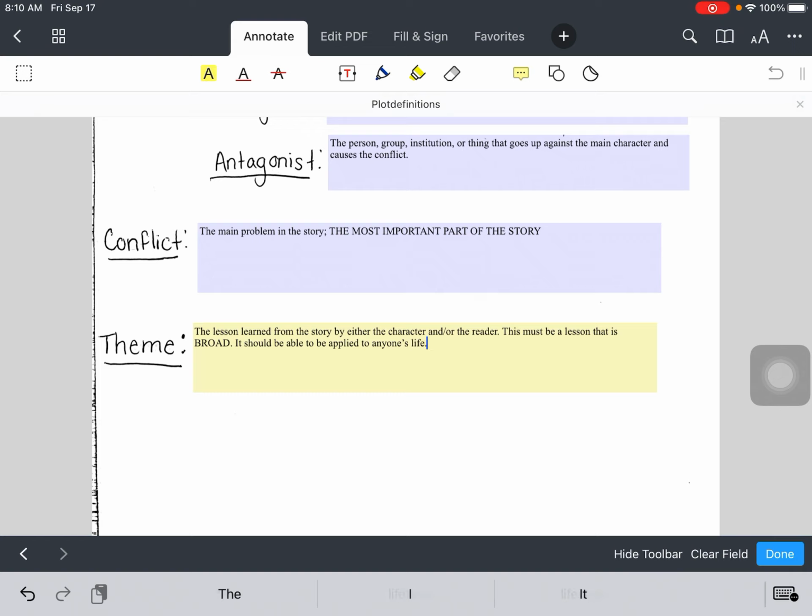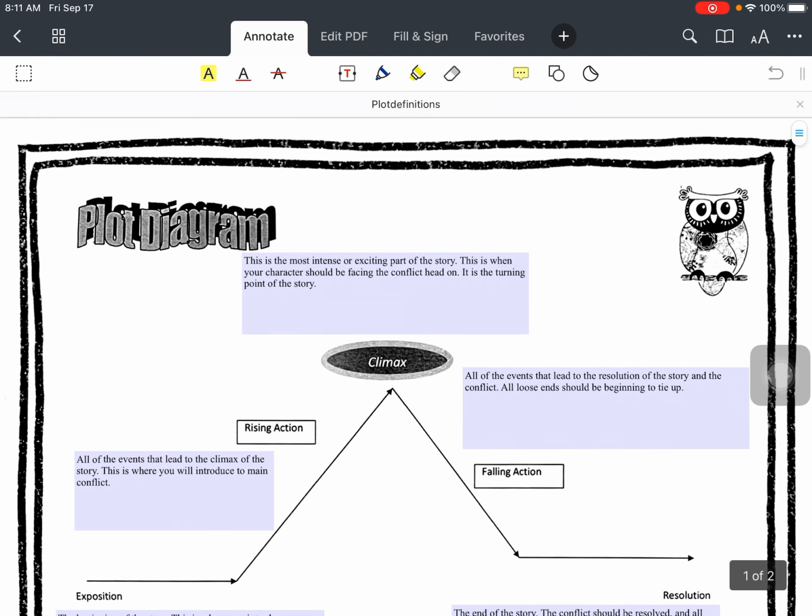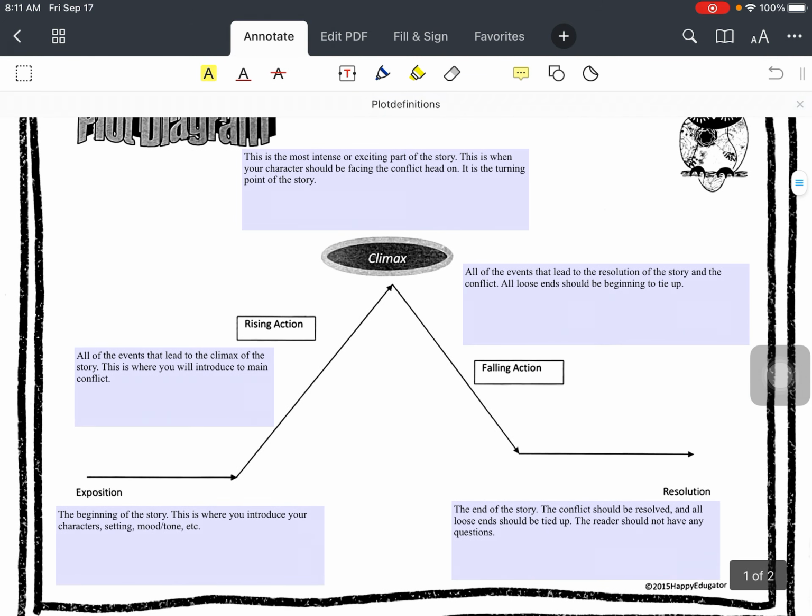Some examples of different themes might be the importance of friendship, or don't judge a book by its cover, or if you are greedy, then bad things might happen. So these are just life lessons that we can take from the story. And it's going to be based on what the character goes through and usually how they are learning and changing in the story. So that is all that we have. Sorry for any interruptions, but make sure that you do have these copied in.